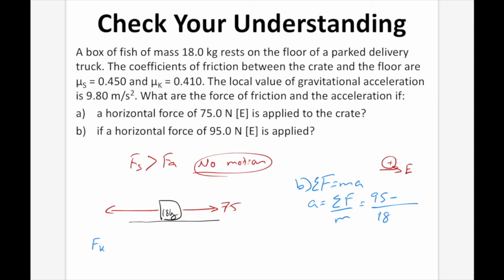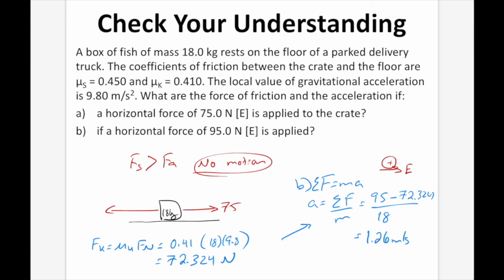So we need to figure out the force of friction. The force of kinetic friction is going to equal μk times Fn. μk, we're told, is 0.41. Fn, same thing, is going to be mass, which is 18, times 9.8, and that's going to give us a force of kinetic friction of 72.324 newtons. So the sum of our forces on the right-hand side is going to be 95 minus 72.324 divided by 18, and that equals 1.26 meters per second squared east. Now we need to have 3 stages in our answer, and that's what we have.